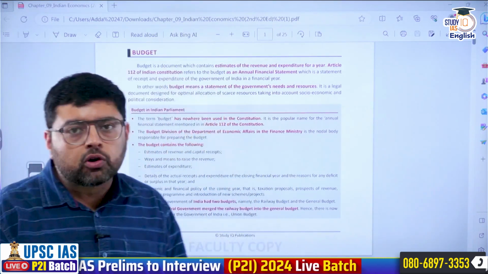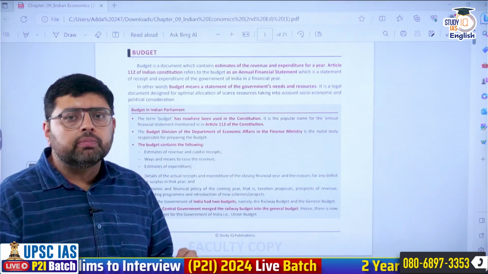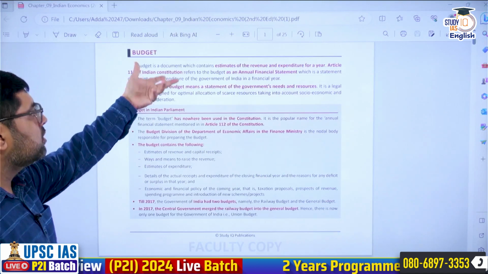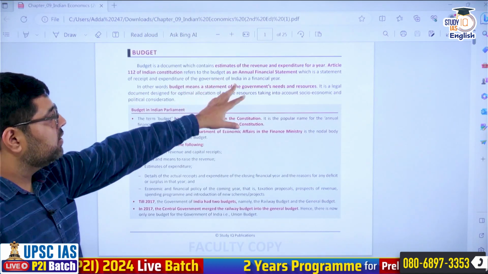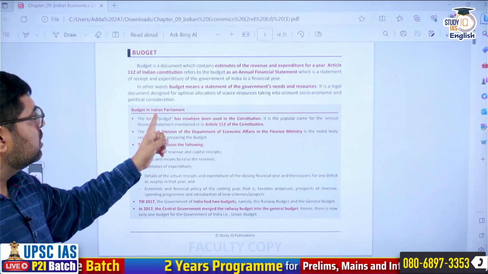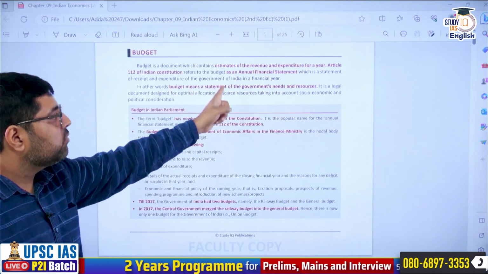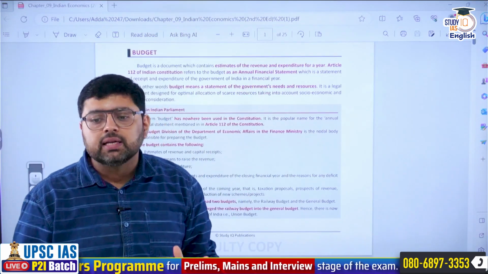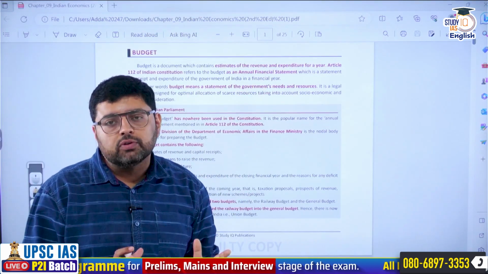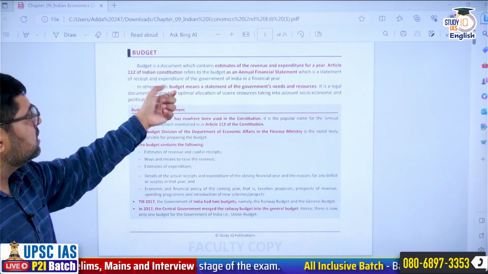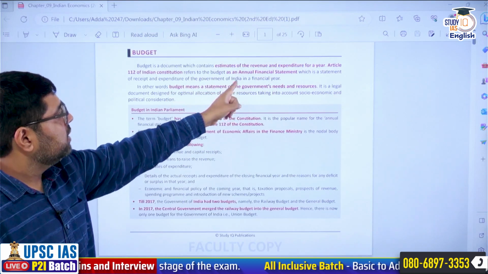Now before we talk about that, you must know some basic information about budget. Budget is a document which contains estimates of revenue and expenditure for a year. Article 112 of the Constitution refers to the budget as the annual financial statement. Annual financial statement means, for the financial year, which starts from 1st April to 31st March, a statement of receipts and expenditure of the government of India in a financial year.